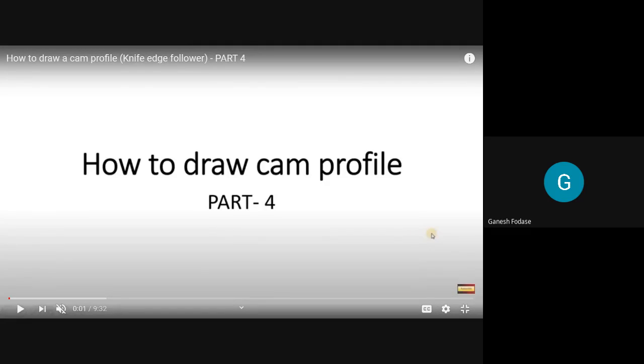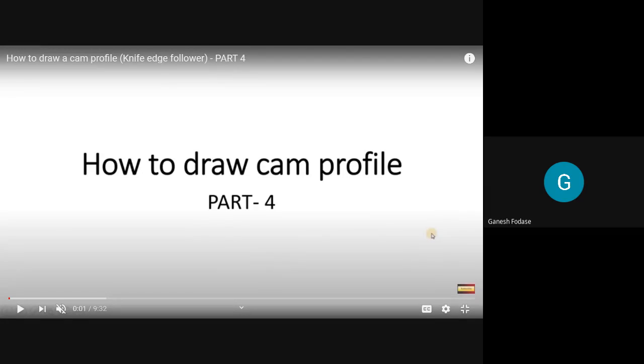Second thing, first we have to check which type of follower motion it is. Second, we have to check whether the follower is radial or offset. And third, we have to check how the cam rotates. Step by step, I'll explain to you. So I think it is clear what you have to check first before drawing a cam profile.